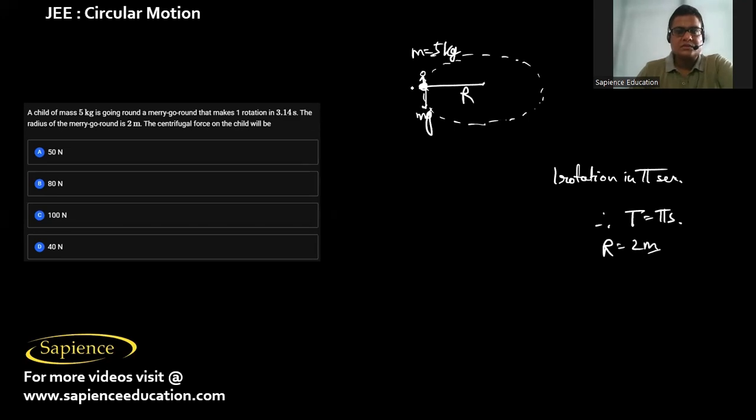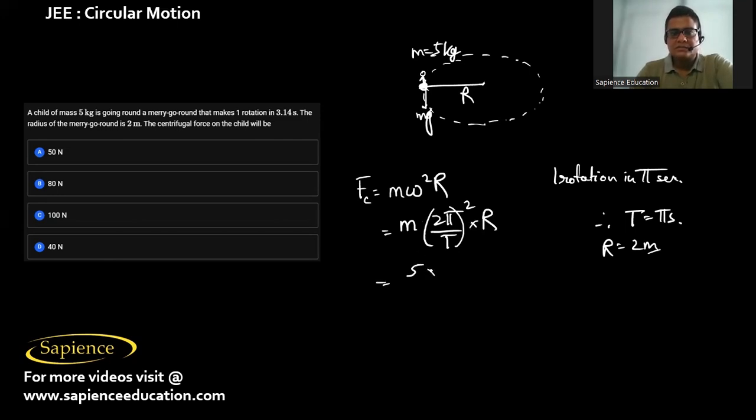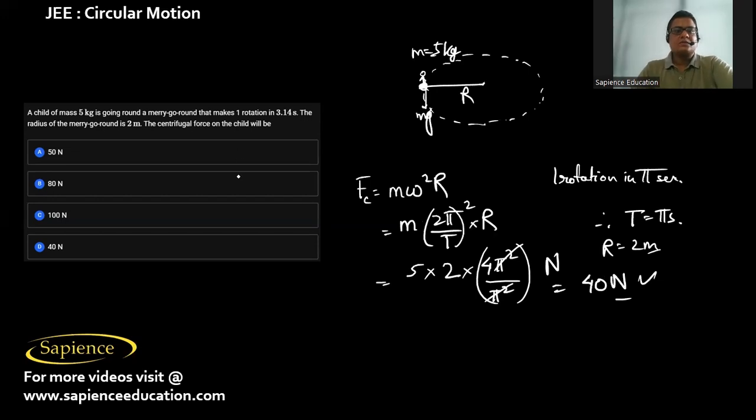Then the centrifugal force on the child will be m omega square r. So I can say m into 2 pi by t whole square into r. Now mass is 5 kg, 5 into radius is 2 meter, and this is 4 pi square divided by t square. T is also pi, so it is pi square. So pi square will cancel. So this is 40 Newton. So 40 Newton will be the centrifugal force that is acting on the child. Option D is the correct answer.